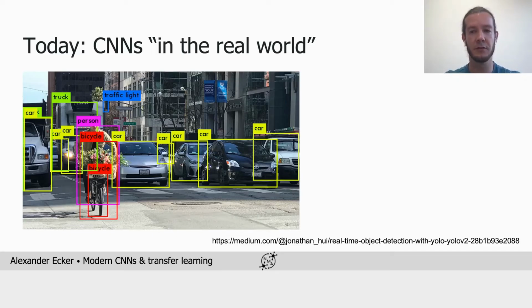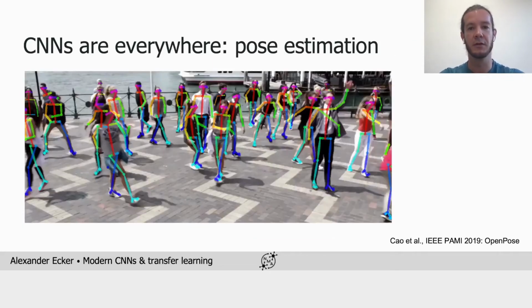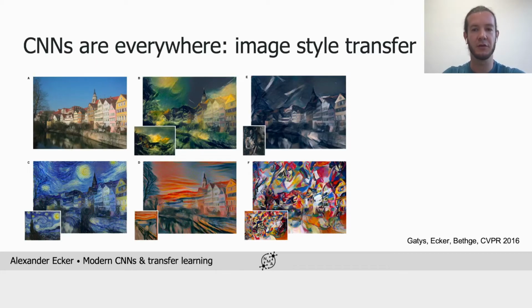As you may know, we can do amazing things with images these days. For instance, we can detect and classify individual objects in images. Object detection and classification is not the only example. Conv nets are really everywhere. For instance, we can do image segmentation. We can also do human pose estimation. Or we could turn photographs into artworks, to show an example of our own work.